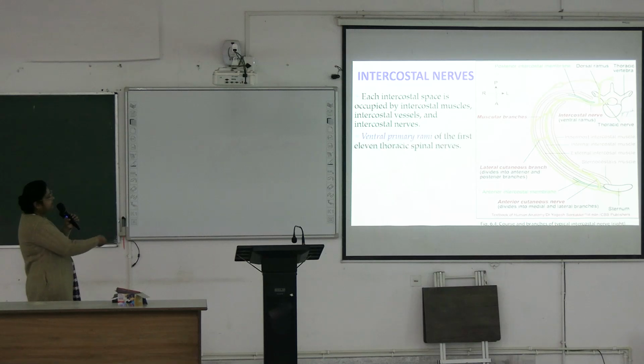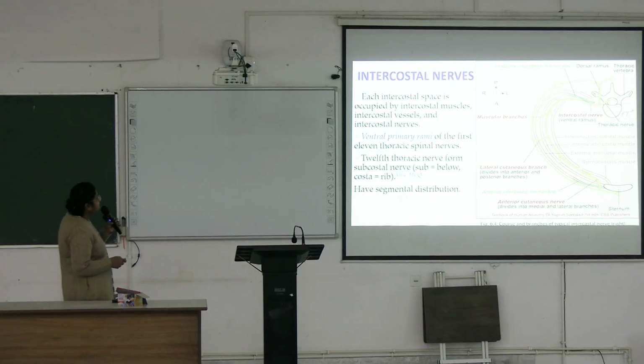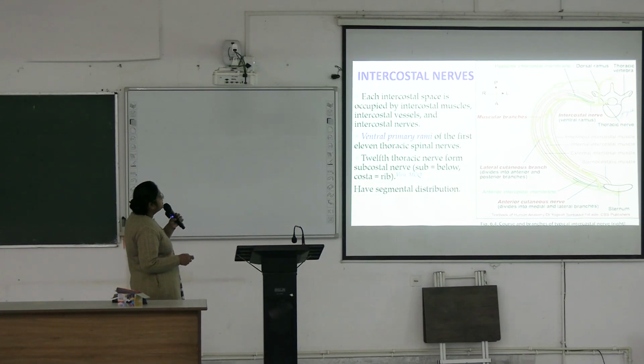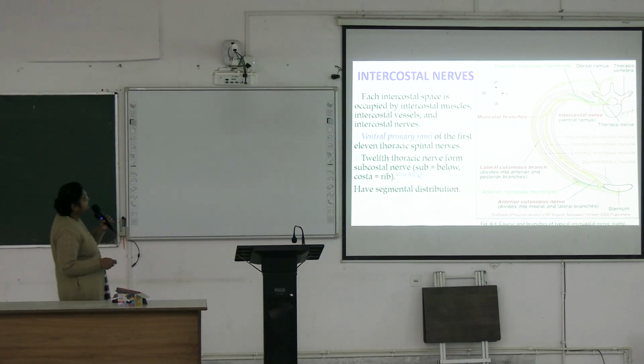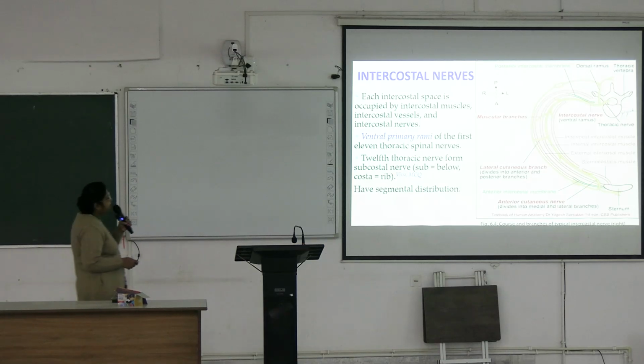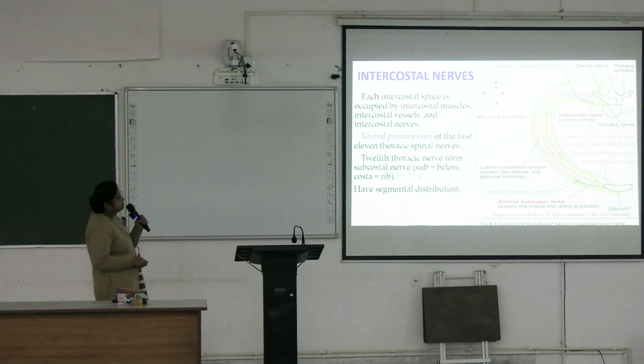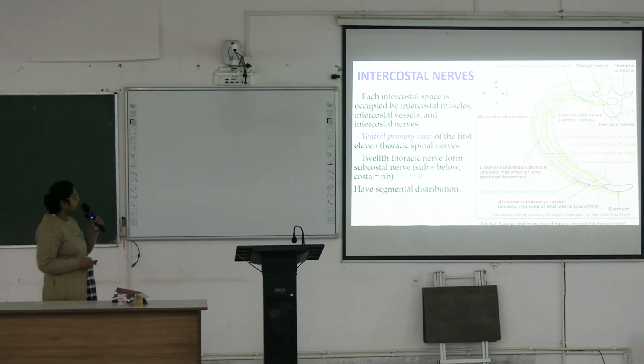So we have discussed all the intrinsic muscles of the thoracic wall. Next, we are going to the intercostal nerve. Each intercostal space is occupied by intercostal muscles, intercostal vessels, and intercostal nerves. The ventral primary rami of the first 11 thoracic spinal nerves form the intercostal nerves. The 12th thoracic nerve forms the subcostal nerve. Sub means below and costa means rib; it lies below the rib. The intercostal nerves have segmental distribution.